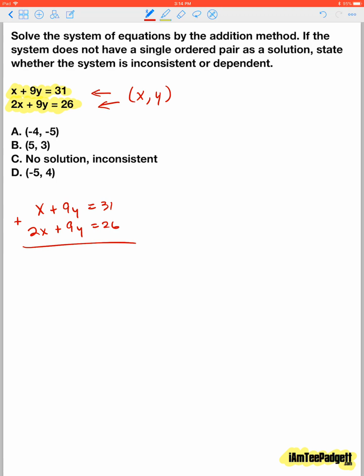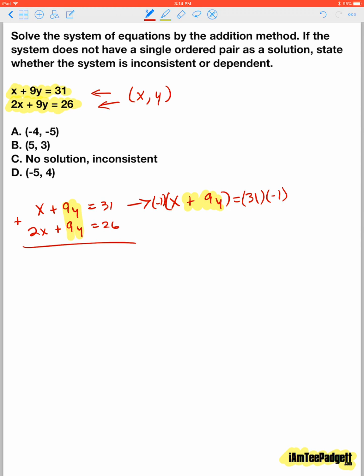Now looking at these two equations, you see we have a 9y in both, but they're both positive. If one were negative, then when we added, it would cancel the other one out and eliminate the y. So how do we do that? Let's work with the top equation, x plus 9y equals 31. We want this 9y to be negative. How do we do that? In this one, we can simply multiply by -1 on both sides, because whatever you do to the left, you do to the right of the equation.